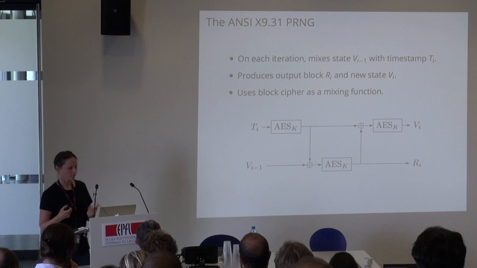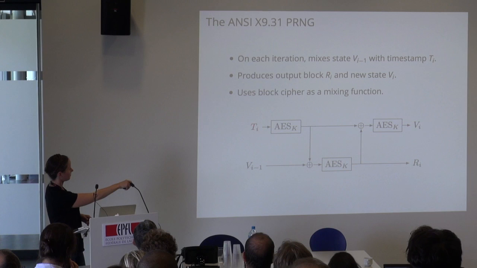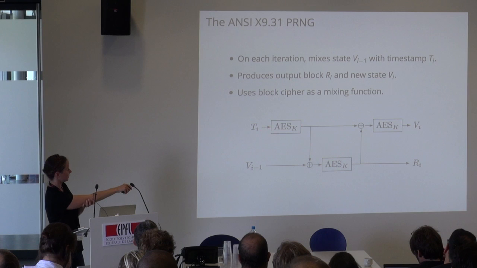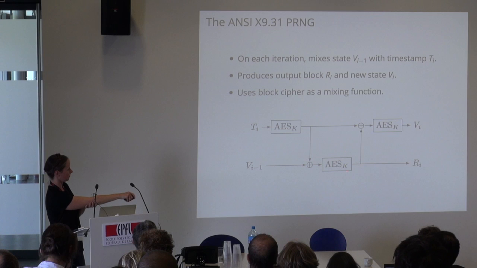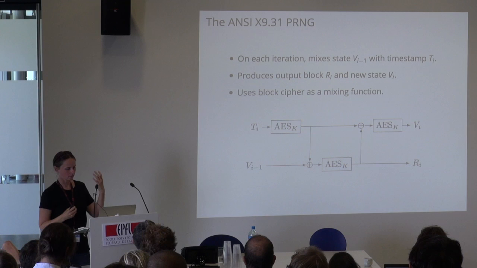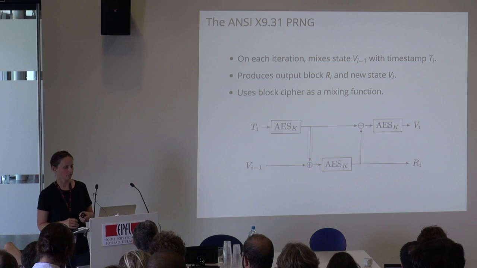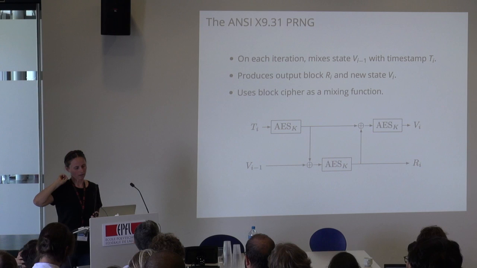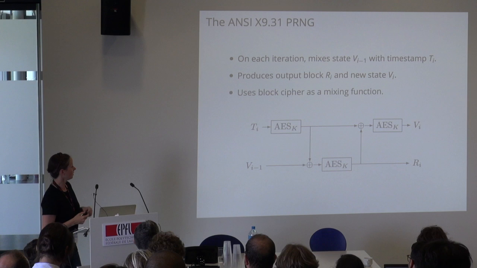At each input, you have the previous state, and then you have a current timestamp. You take the previous state, you run the timestamp through your block cipher, and then you have some XORs, you run it through the block cipher again, and you get a block of output. Then you do some more XORing and block ciphering, and you get a new state. So this thing ticks forward at discrete iterations. At every iteration, you get a block of output and a new state, and the input on each iteration is the current timestamp. And it's based off of a block cipher. I wrote AES here because that's the version we care about, but you could use any block cipher you want.